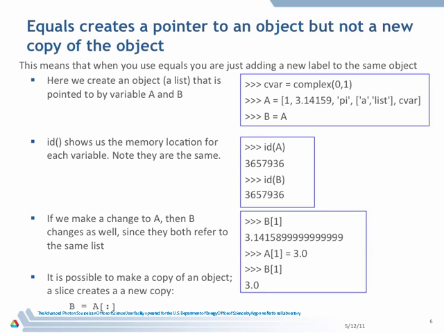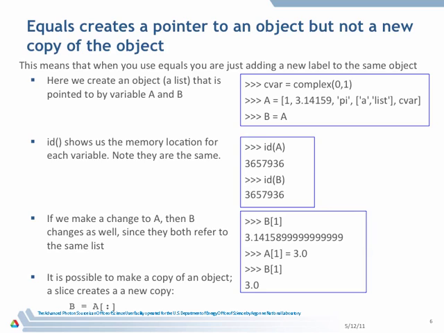And that matters because if I look at the value of the second element in B, it is approximately pi. If I change that element in A, I change that element in B because they both point to the same thing. If I don't want that, I have to copy it. Okay? I can do that by using my indexing. You can also do it other ways, but that's a simple way to do it. So if I do this, B and A now point to different objects, and I can change one without changing the other.